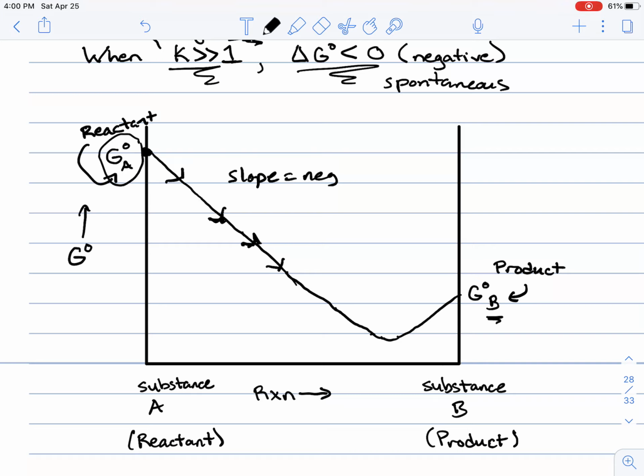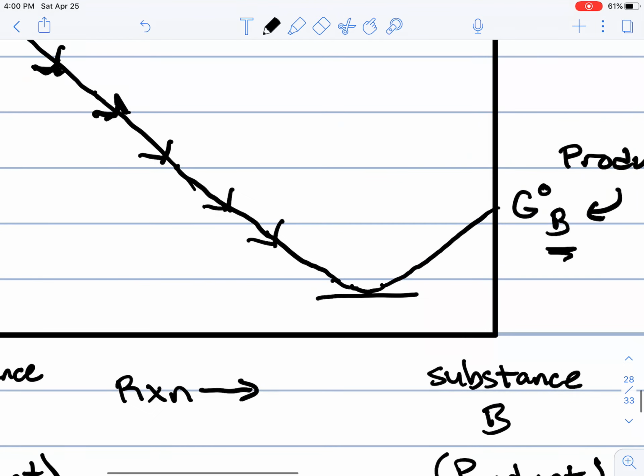In other words, at equilibrium, there should be more products than reactants. And so the process of going from reactants to products is going to be spontaneous, and it's going to be represented by this negative slope. That's why we see this line going down. Now, when it hits the bottom of this hill, if you will, or bottom of this valley, this is when the slope is equal to 0. And so when the slope is equal to 0, this is where your equilibrium will lie.